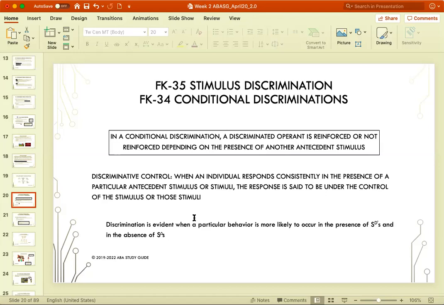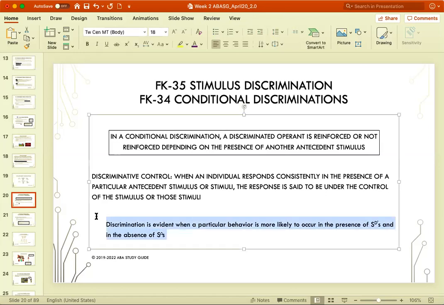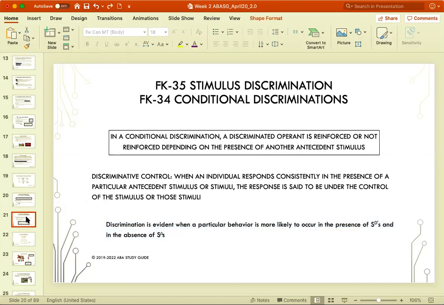Fresquita. Discriminative control is when an individual responds consistently in the presence of a particular antecedent stimulus or stimuli. The behavior is said to be under the control of the stimulus or those stimuli. So discrimination is evident when a particular behavior is more likely to occur in the presence of SDs and in the absence of your S deltas. So what does that mean? What's an SD and an S delta?